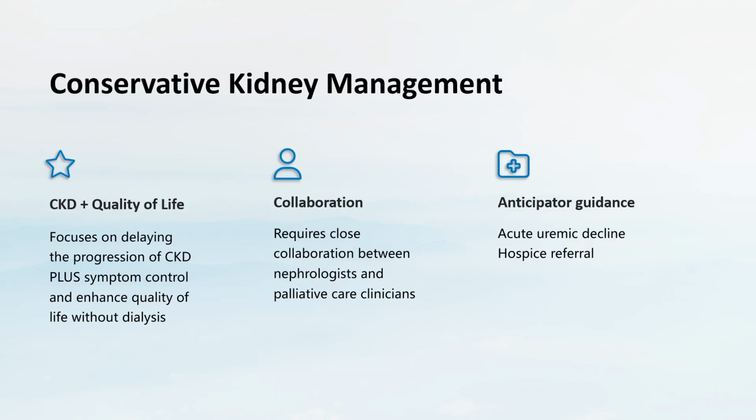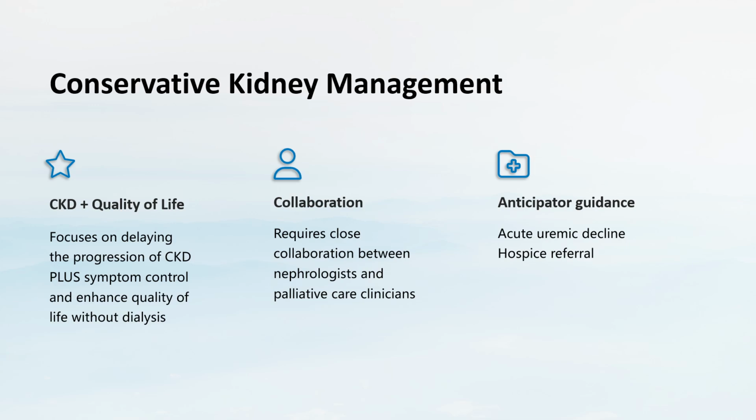Some patients may opt for conservative kidney management, focusing on symptom control and quality of life without dialysis. This option is often underutilized, despite the fact that many older people with CKD wish to focus on quality of life without dialysis. This approach requires close collaboration between nephrologists and palliative care clinicians, where nephrologists focus on slowing down the progression of CKD, while palliative care clinicians help with managing symptoms, preparing advance directives, and providing anticipatory guidance.